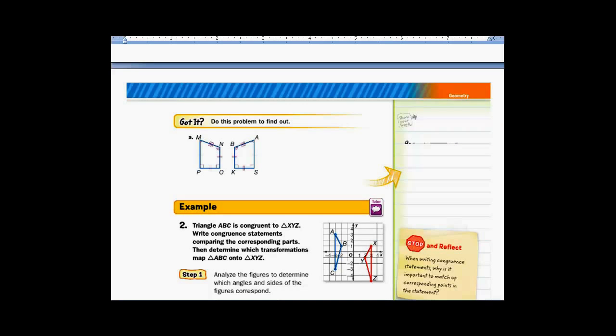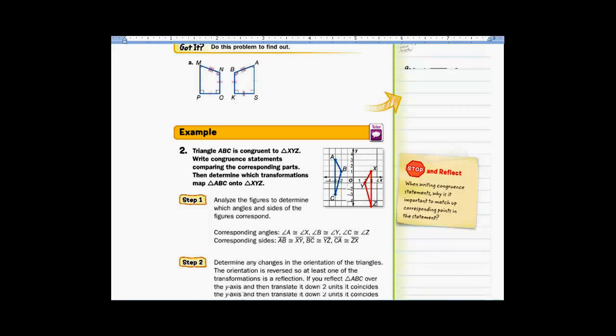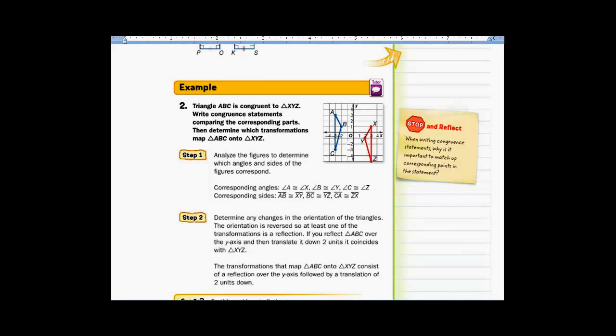Okay, so the only other part of this lesson, they talk about in example 2, they talk about triangle ABC is congruent to triangle XYZ, write congruent statements, which we just did, comparing the corresponding parts. Then determine which transformations map ABC onto XYZ. So what would they have to do in order to get this blue triangle over here? So what transformations?